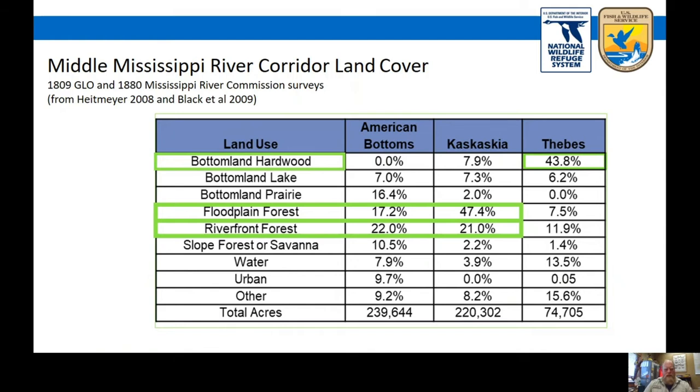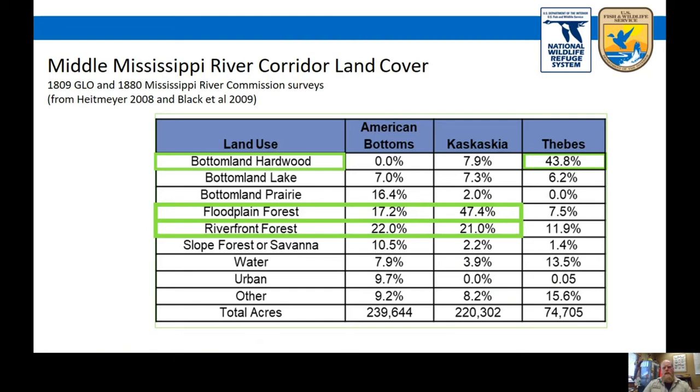Based on these General Land Office surveys data and the 1890s Mississippi River Commission surveys, the survey analysis shows the breakdown of forest communities historically in the Middle Mississippi River. Note the dominance of bottomland hardwood in the Thebes Gap ecoregion, and the absence of floodplain forest and riverfront forest in that region as well. Bottomland prairie dominated the American Bottoms, and the forest communities in the upper two reaches were primarily floodplain forest and riverfront forest.